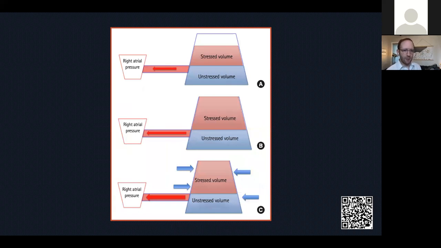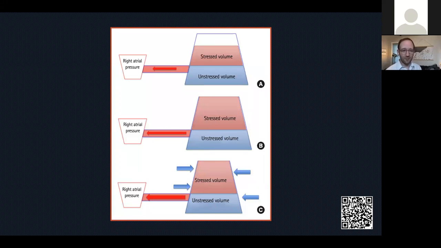So remember that when you're giving somebody volume, your whole goal is to raise the stress volume, to raise the venous return so that you can increase the stroke volume. So A is the pre-resuscitated condition. Part B is I gave fluid and it actually did result in venous return, which is like a miracle in septic shock outside the first couple hours.